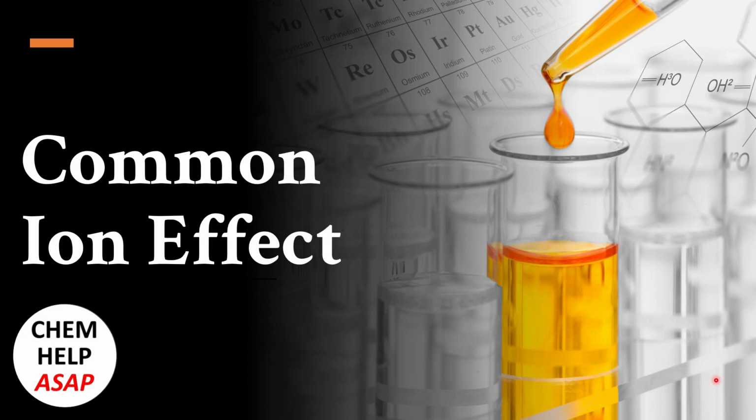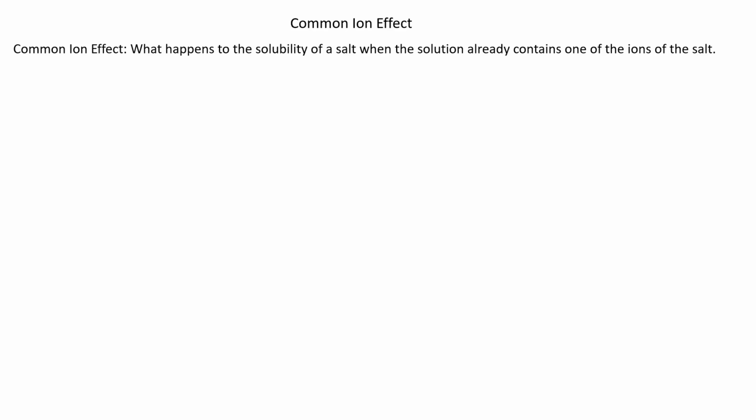Today we're going to be talking about the common ion effect. Let's get started. So the common ion effect is when we look at what happens to the solubility of a salt when the solution already contains one of the ions of the salt. So it might contain some of the cation or some of the anion of the salt. Let's take a look at a specific example.